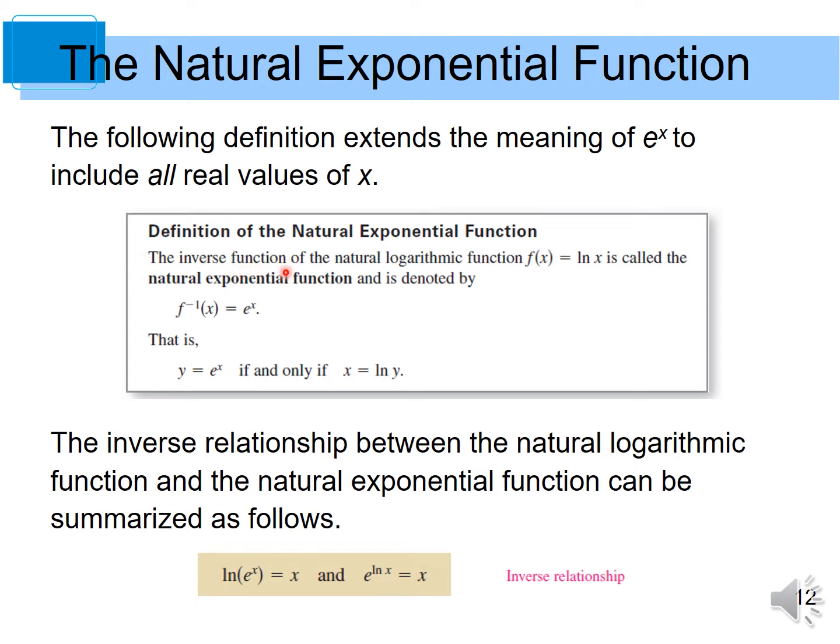The inverse function of the natural logarithmic function, natural log of x, is called the natural exponential function and is denoted by the inverse function of x equal to e to the x, and can be written as y equal to e to the x if and only if x equal to natural log of y. The inverse relationship between the natural logarithmic function and the natural exponential function can be summarized as follows.